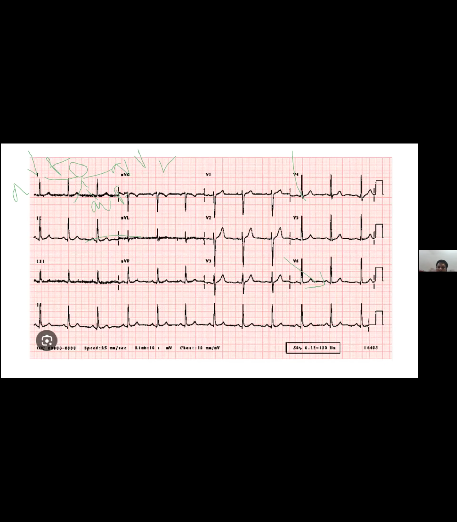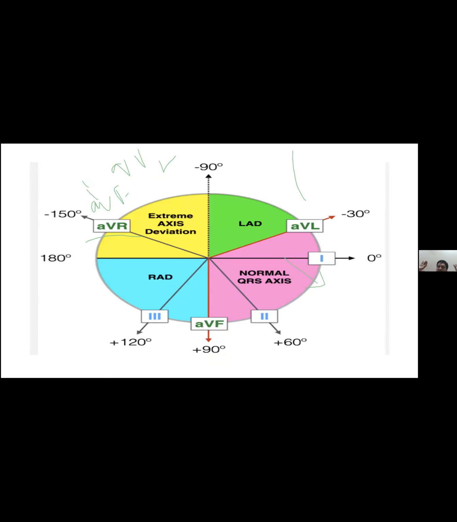Now you will see the axis: AVR will always be negative because from the SA node, the electrical impulses are conducted towards the left ventricular apex. From AVR, it is like shining a torch and looking from AVR. So when you look from AVR, what happens? It is away from the electrode.